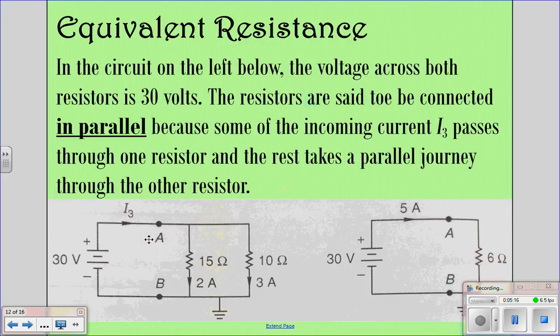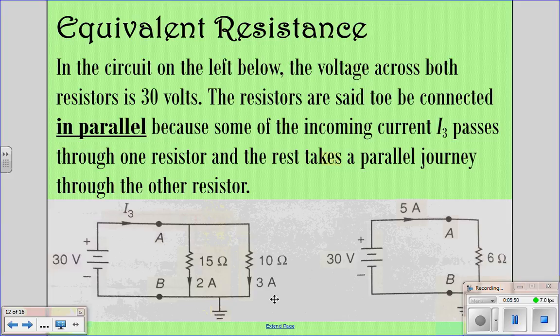Okay, looking at this one. In the circuit on the left, the voltage across the resistors is 30. They tell us that in the picture. These resistors are said to be connected in parallel because some of the incoming current passes through one resistor and the rest takes a parallel journey through the other resistor. So these are said to be in parallel. Do you see how they are parallel? The 10 and the 15 here, they're on parallel lines.